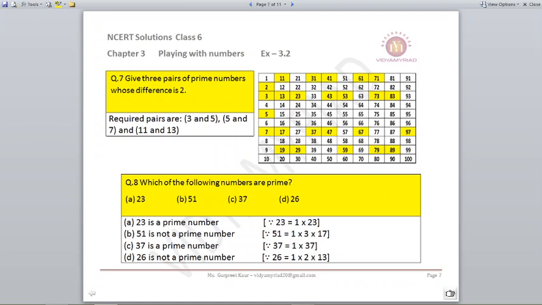Next, which of the following numbers are prime numbers? Now if you know the table you can write directly. Another way is to try to find the factors. If the number has a factor of 1 only, then it's a prime number. But if it has more factors, if it is divisible by any other number, then it is not a prime number.